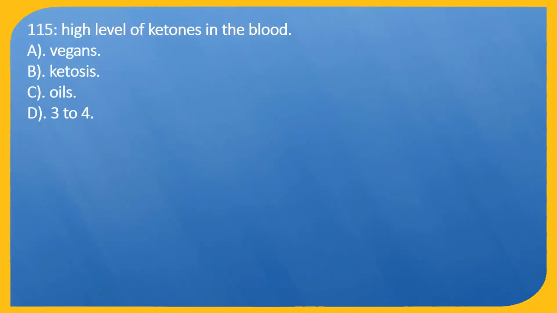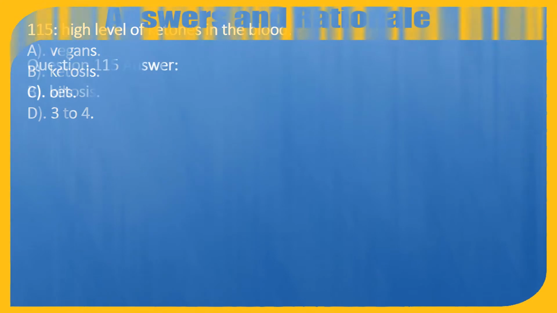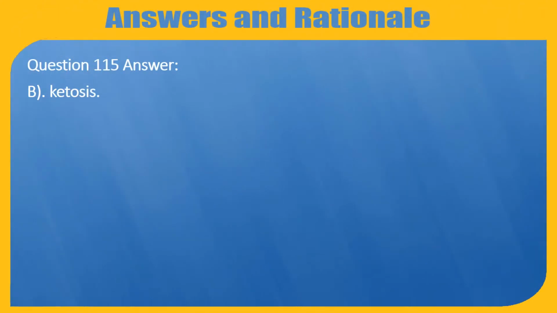Question 115, high level of ketones in the blood. A. Vegans. B. Ketosis. C. Oils. D. 3 to 4. Question 115 Answer, B. Ketosis.